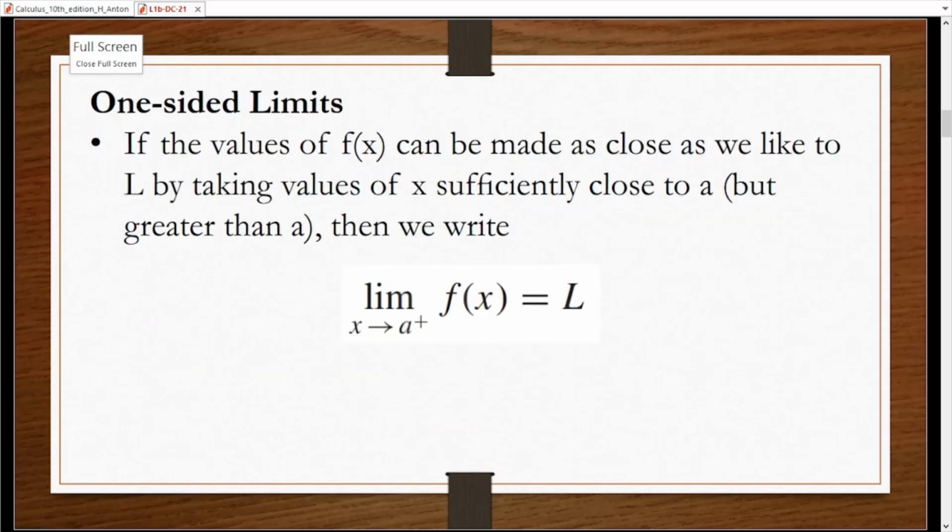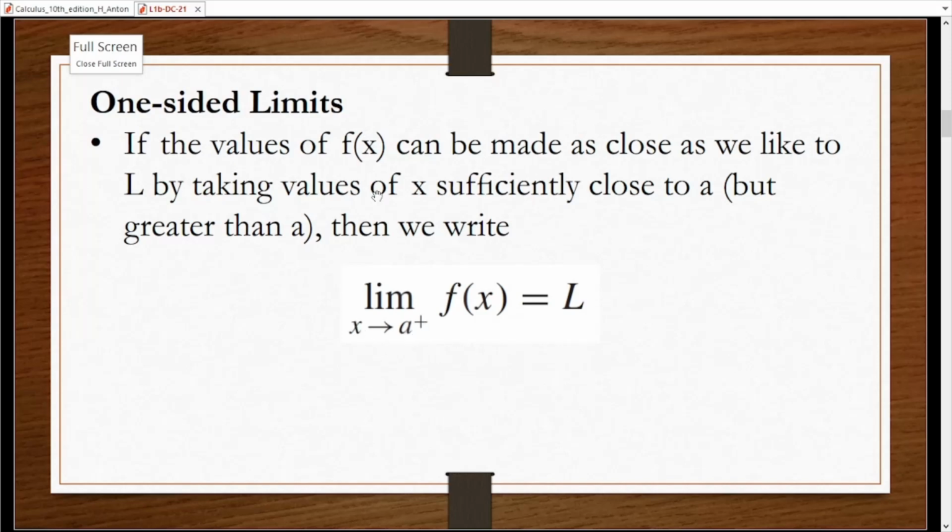So pero meron tayong tinatawag na one-sided limit. So ang ibig sabihin ng one-sided limit is ina-evaluate mo yung limit ng function on one side only. So, paano ba yung sinasabing one side only? So, halimbawa nitong notation na to na x approaches a positive.